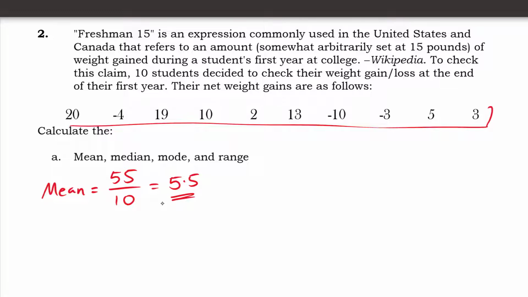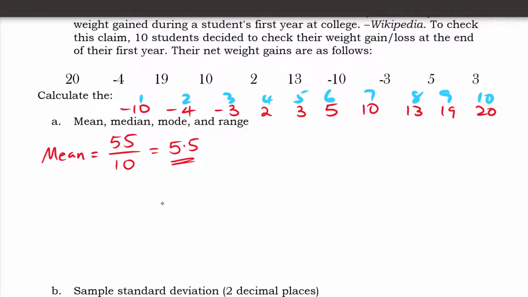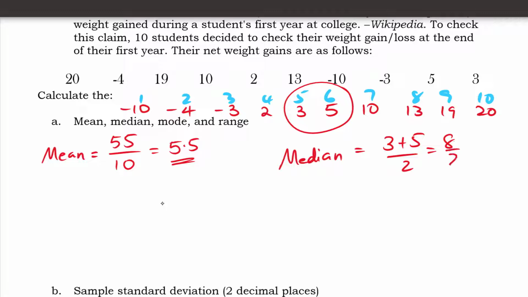For the median, again, we first need to sort these values from smallest to largest. So if we're sorting this, the smallest value here is -10, followed by -4, 19, and then 20. And I'm just going to quickly number this. So we have 10 of these values. Now the median is going to be the middle value, but because we have an even number of values here, the median is going to be between the 5th and the 6th observation. So we just need to average those two numbers. So we take 3 plus 5 divided by 2, and that will give us 8 over 2, which is 4. So the median is 4.